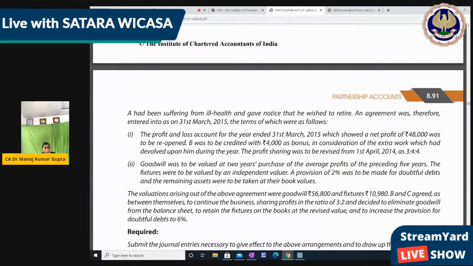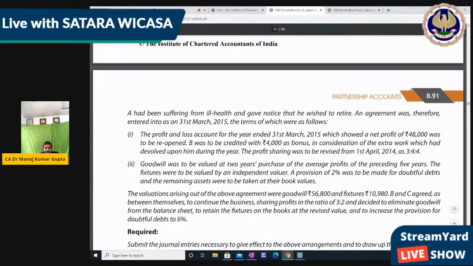A had been suffering from ill health and gave notice of his wish to retire. An agreement was therefore entered into as on 31st March 2015, the terms of which were as follows.